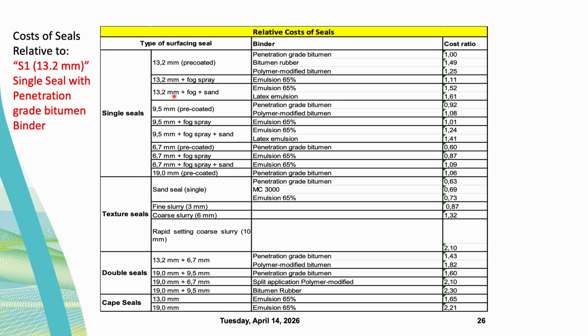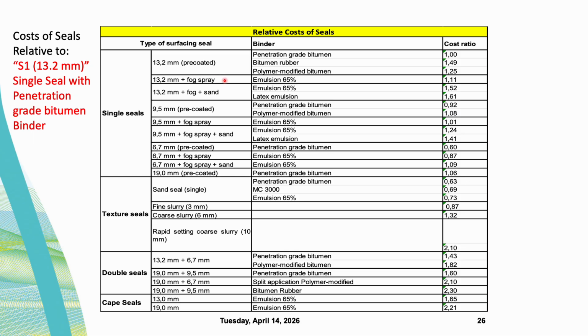the description of surfacing seals in terms of relative costs. So we've got the relative cost of the single seal, textured seals, double seals, cape seals. The cost ratio is the indicator for relative cost, where we say, okay, a single seal of 14 millimeter or 13 millimeter pre-coated chip with penetration grade bitumen has got a value of 1. Then we compare all the other options, which is in the manual and also in this table.